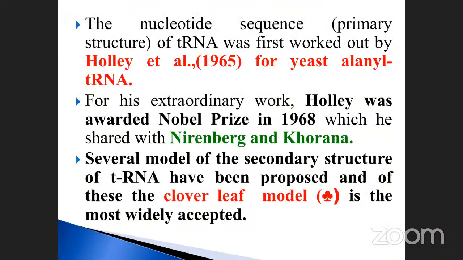So this was first discovered by Holley et al. in 1965. He got the 1968 Nobel Prize, which he shared with Nirenberg and Khorana. Two types of model have been proposed for tRNA, and the cloverleaf model is the most widely accepted model.